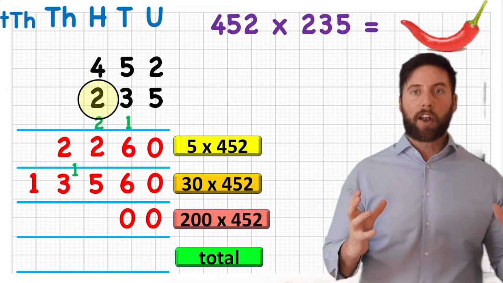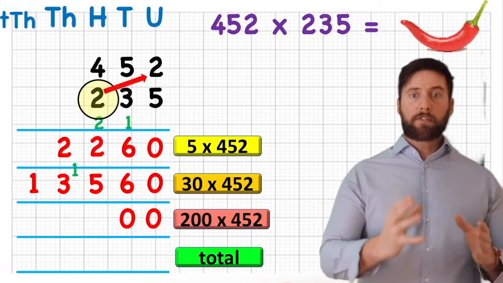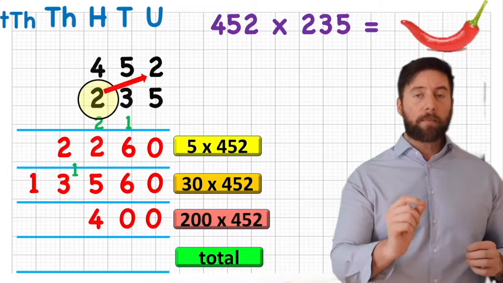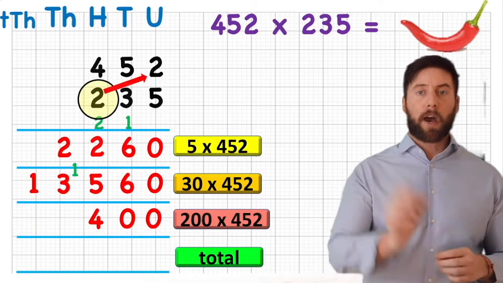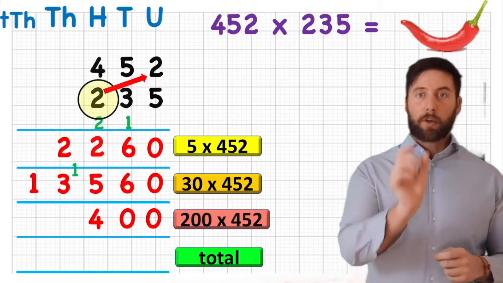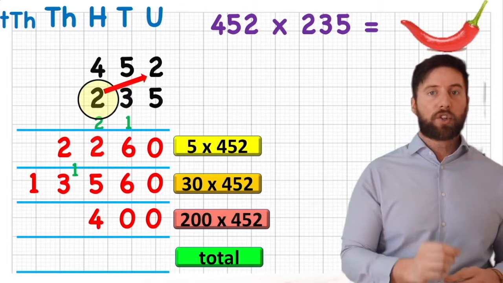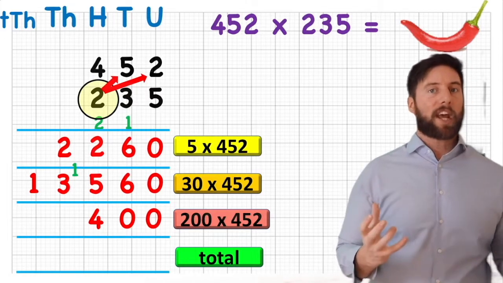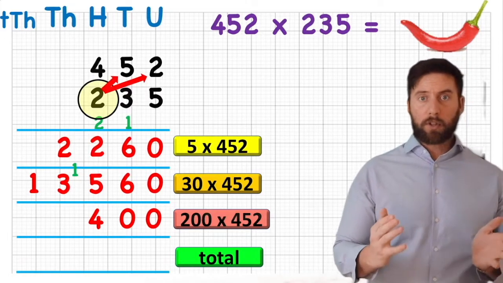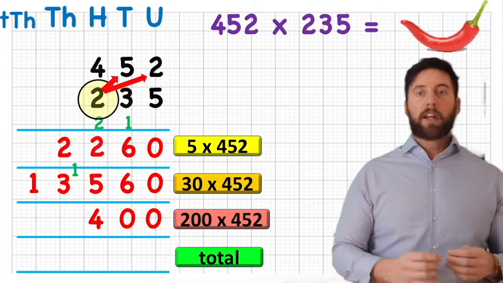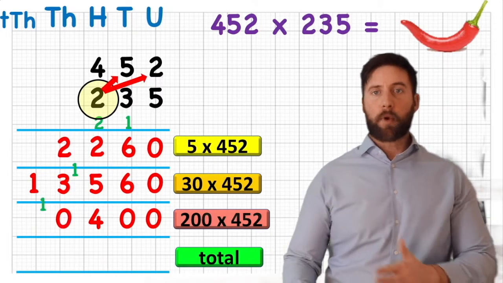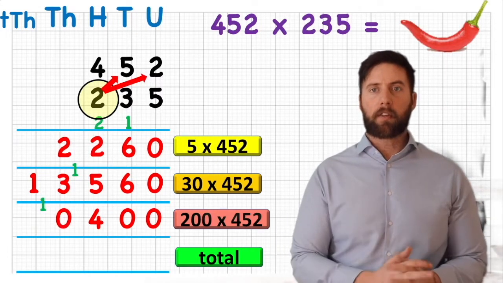Now we can just carry on like before. 2 times 2 is 4, making sure I put it in the correct column because I've now got 2 placeholders occupying the units and the tens column, so I'm going to put this straight into the hundreds column. So 2 times 2 is 4, and I can check that because 200 times 2 is 400. Okay, great. 2 times 5 is 10, so we've got a 1 across and put our 0 in the right place.